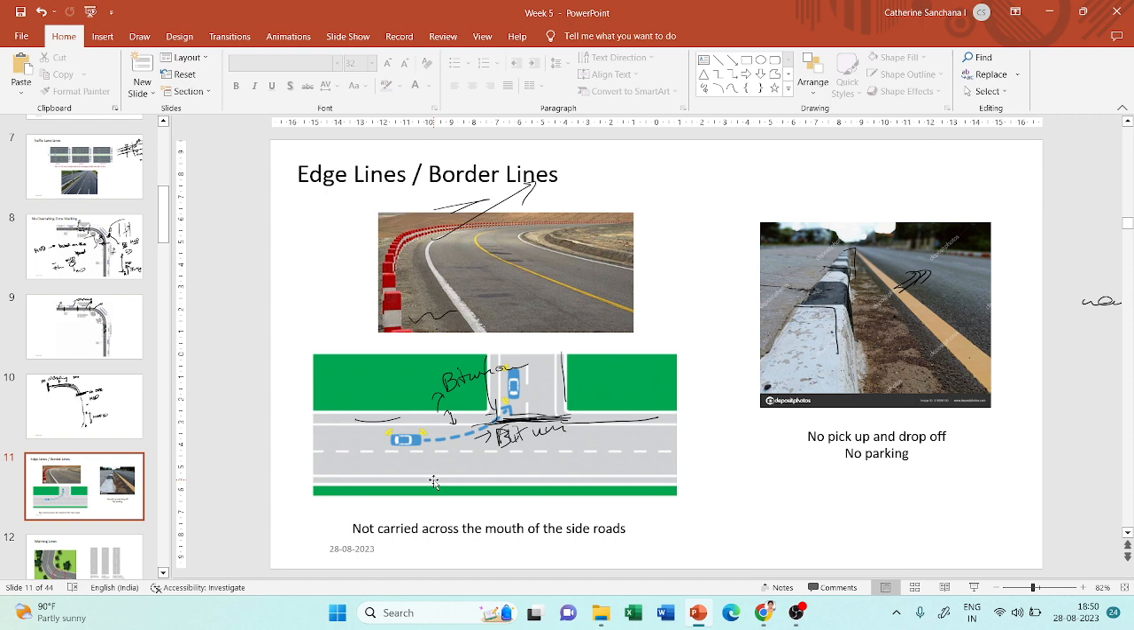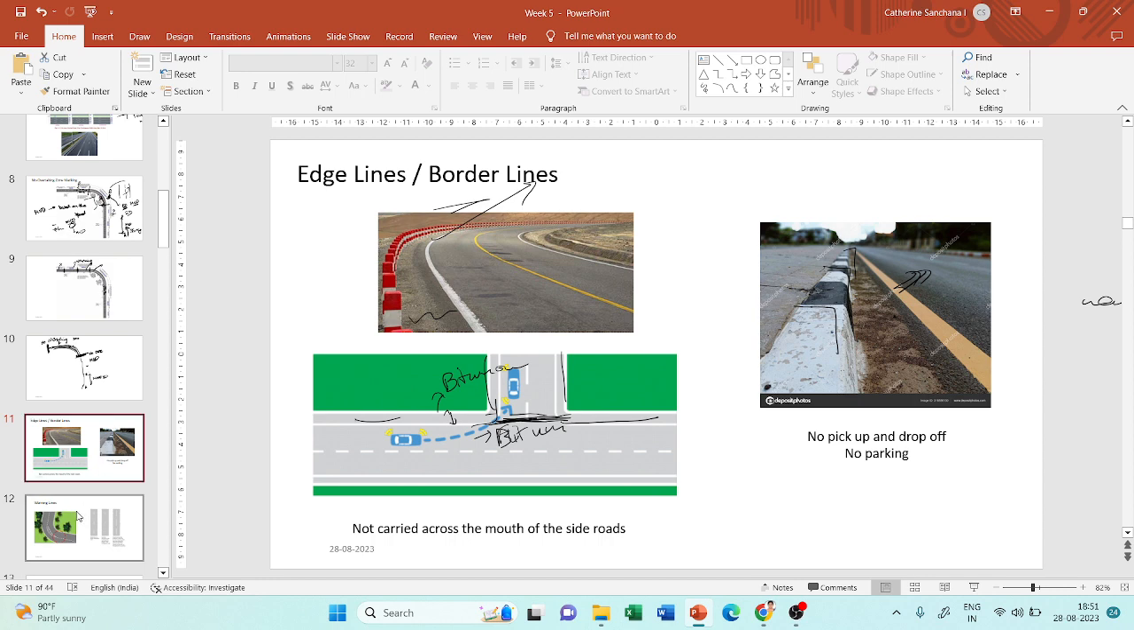And so when will you provide edge lines? Some other reasons: if your roads are prone to fog or mist, then moving out of the carriageway is dangerous. So it's considered dangerous. You should always tell the road users what marks the edge of your roadway. That is why you provide edge or border lines.